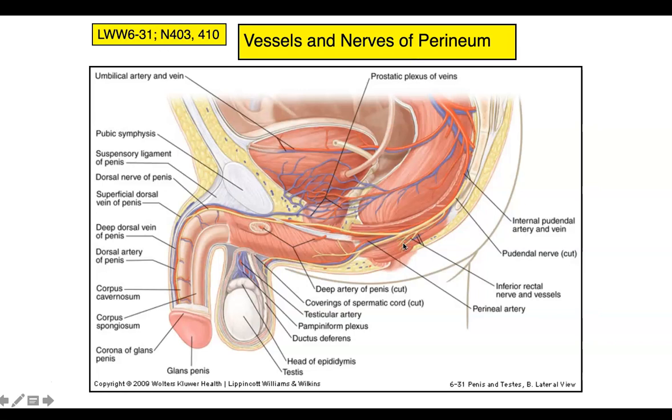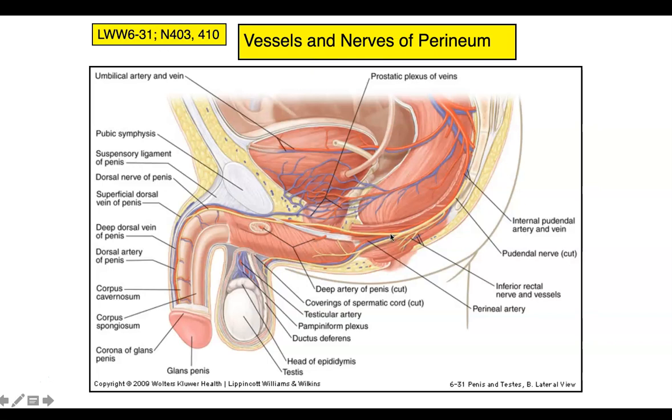Within the pudendal canal, it gives rise to the inferior rectal nerve and inferior rectal vessels, which supply the external anal sphincter muscle. See the anal canal surrounded by the external anal sphincter muscle. And then the internal pudendal artery and the pudendal nerve both give rise to the perineal branches. Perineal branches of the pudendal nerve have a superficial perineal branch and a deep perineal branch. The superficial perineal branch gives rise to the posterior scrotal nerve, which supplies the skin over the posterior side of the scrotum. And the deep perineal branch supplies the muscles within the superficial perineal space, the bulbospongiosus, ischiocavernosus, all these muscles.